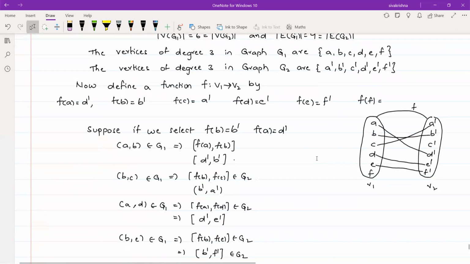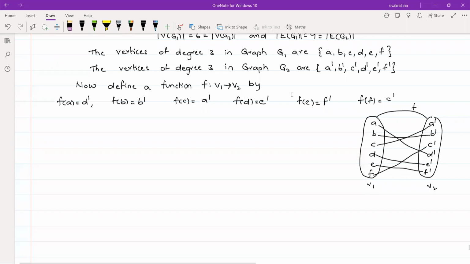And finally, we have to choose the image of F. There is only one option for F, that is C'. So we have to choose the image of F by C'. So this is nothing but C'. Okay, so in this way, we have to select the images of each and every element in the domain.